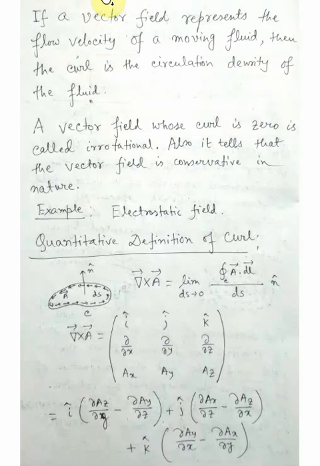Now let's discuss the quantitative definition of curl. We can define the curl of any vector field like this. Now what is this? Let's discuss. This is a circular line integration. If we consider the vector field to be A, then it is A dot dl. So this is the circular line integration of A dot dl.